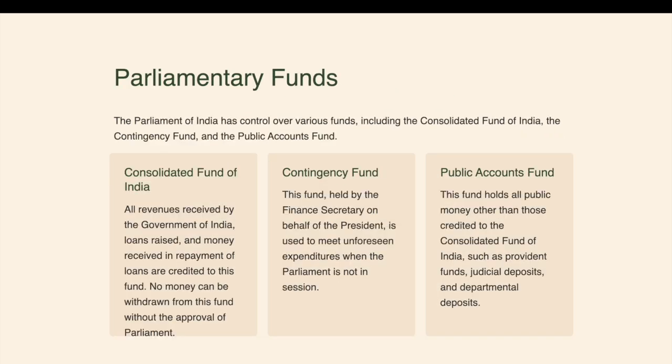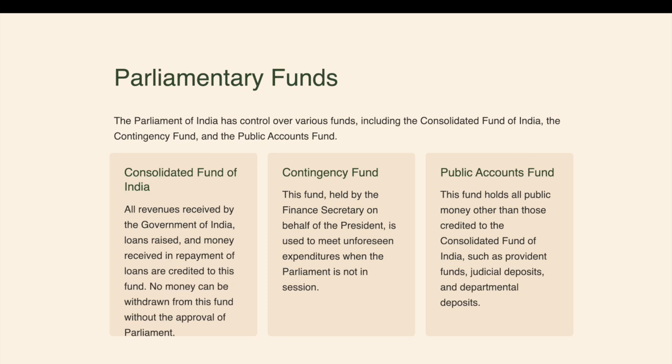Okay. Now we will see different types of parliamentary funds. There are mainly three types of fund: consolidated, contingency, and public account. So the consolidated fund of India is where all revenues received by the government of India, loans raised, and money received in repayment of loans are credited. No money can be withdrawn from this fund without the approval of the parliament.